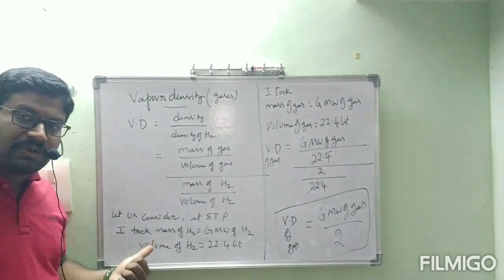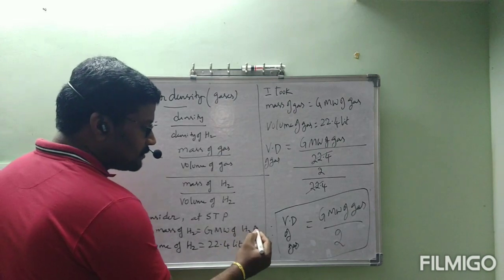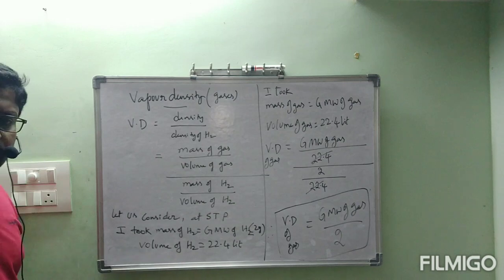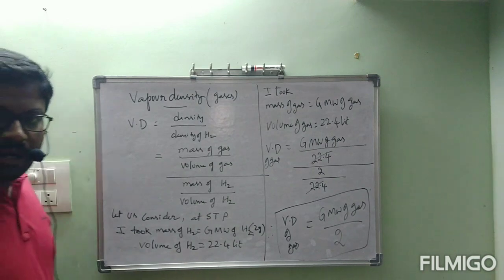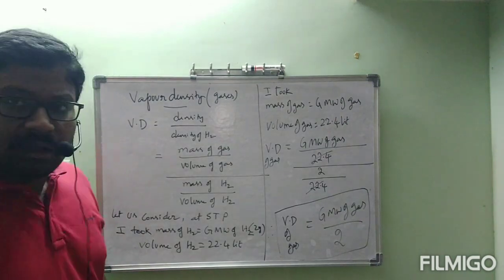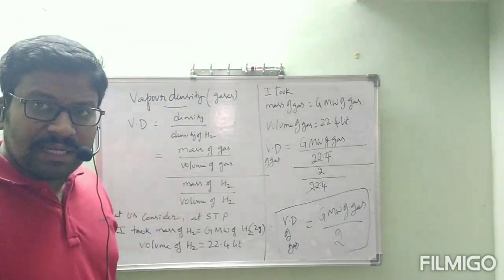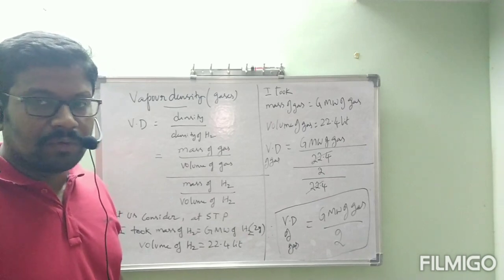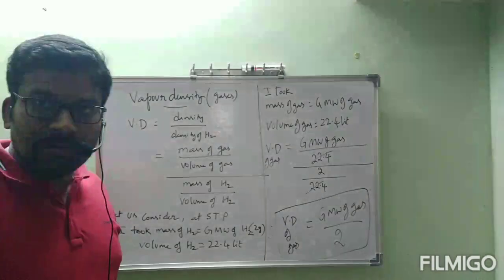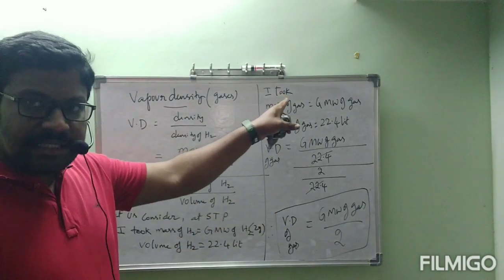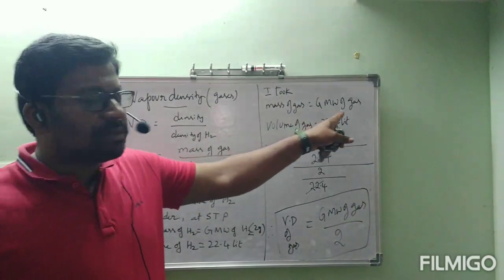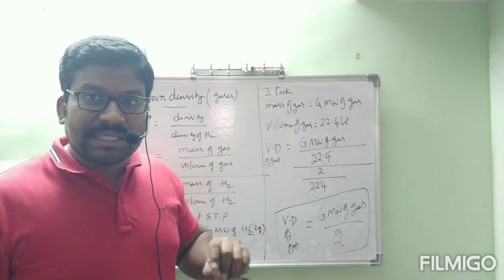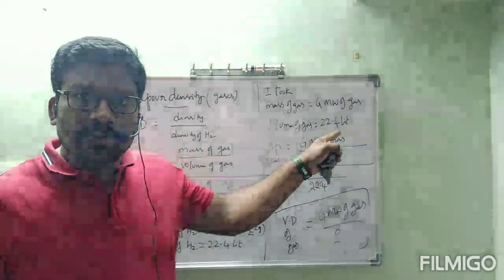I took mass of H2 as gram molecular mass of H2, which is 2 grams. Volume of H2 is equal to 22.4 liters. Why? At STP, 1 mole of any gas will occupy 22.4 liters. That is called gram molar volume. According to that I took volume of H2 as 22.4 liters. Then again I took mass of gas as gram molecular weight of gas. Gram molecular weight of any gas contains 1 mole of that gas. That's why here also I took volume of gas as 22.4 liters.